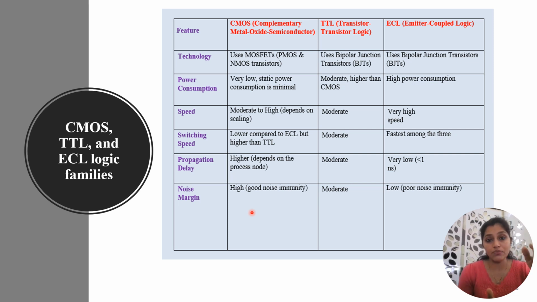So how much minimum voltage can be considered as logical 1? And for 0, how much maximum voltage can be considered as logical 0? That is noise margin. So here it is high for CMOS. For TTL it is moderate. But for ECL it is very low.